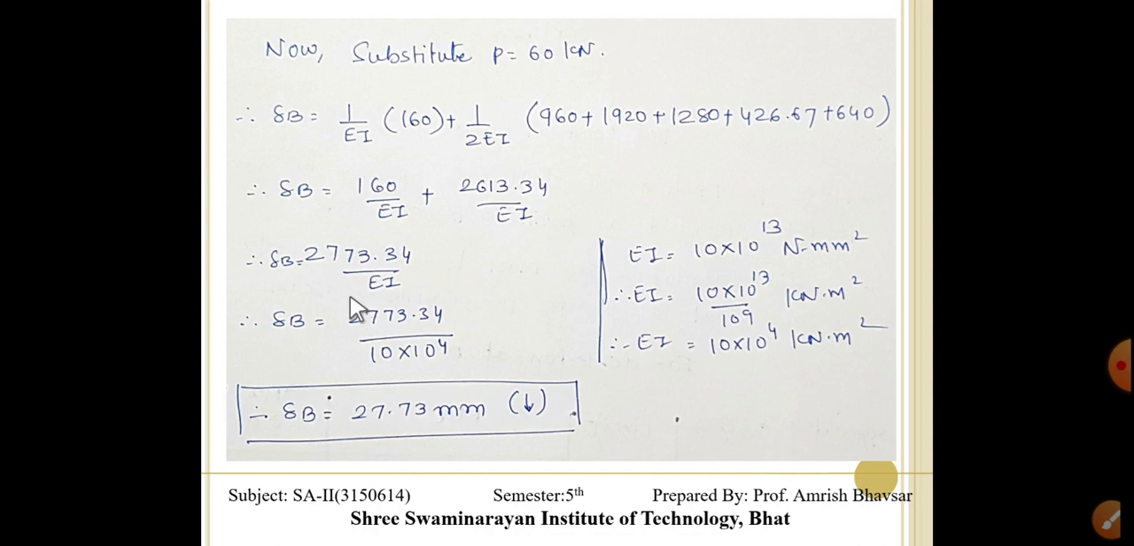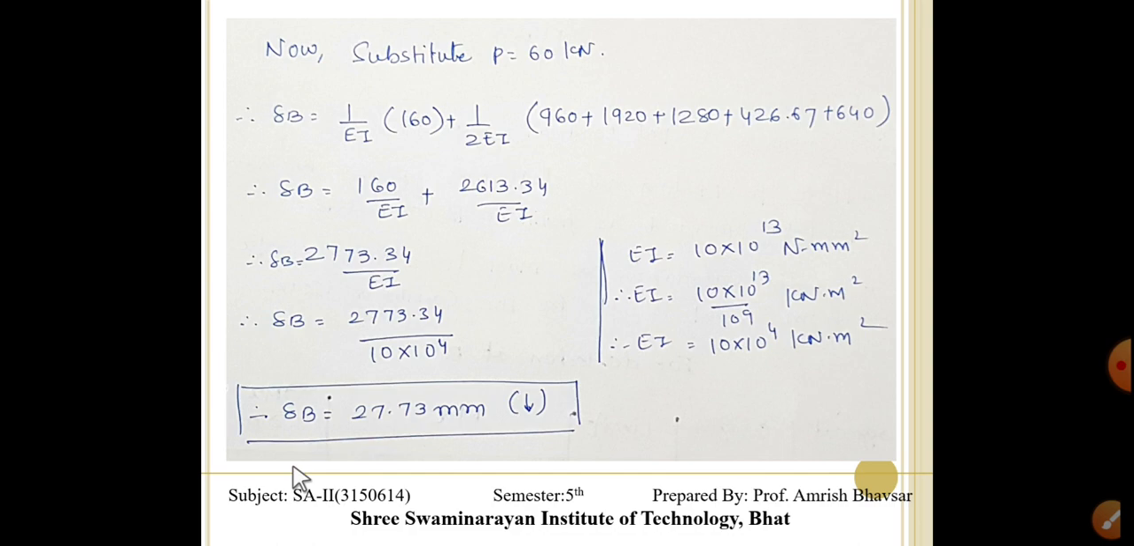Now here we have to put the value of that EI, and this is given in kilonewton into meter, so we must convert this value. So we will get EI is equal to 10 into 10 raised to 4 kilonewton into meter square. So the delta B is 27.73 mm, which is downward.